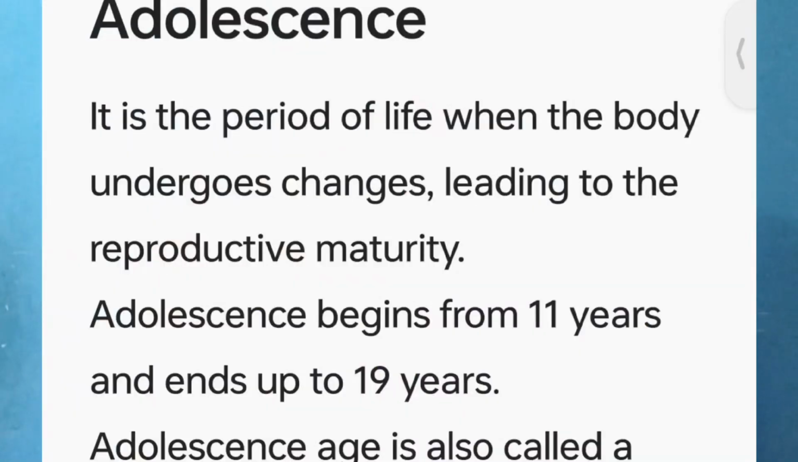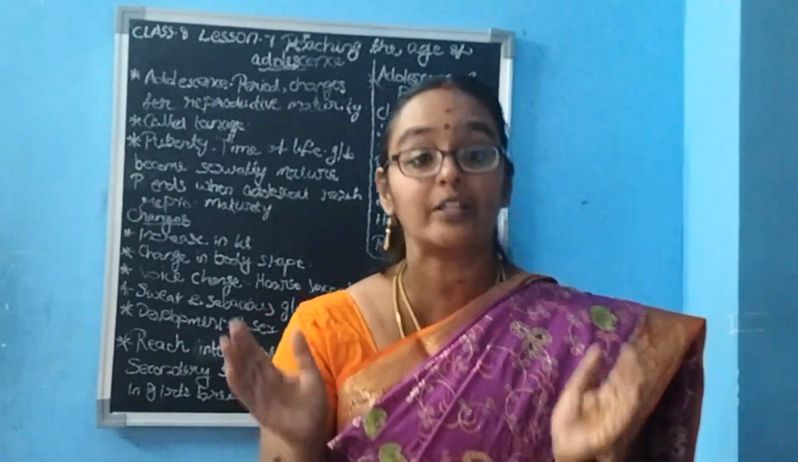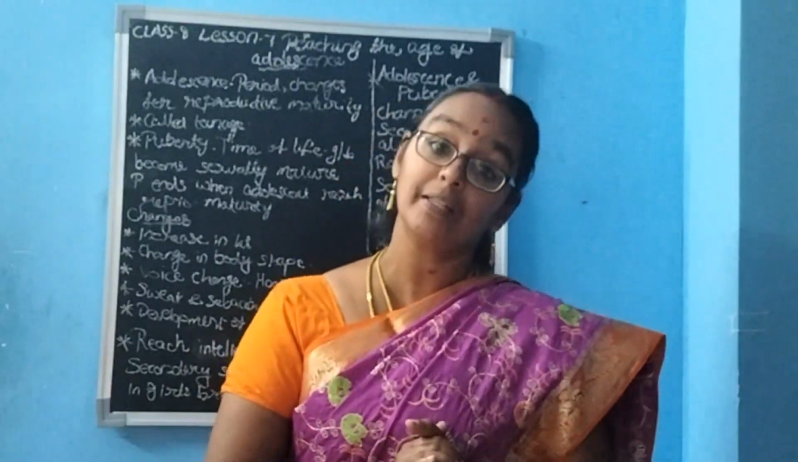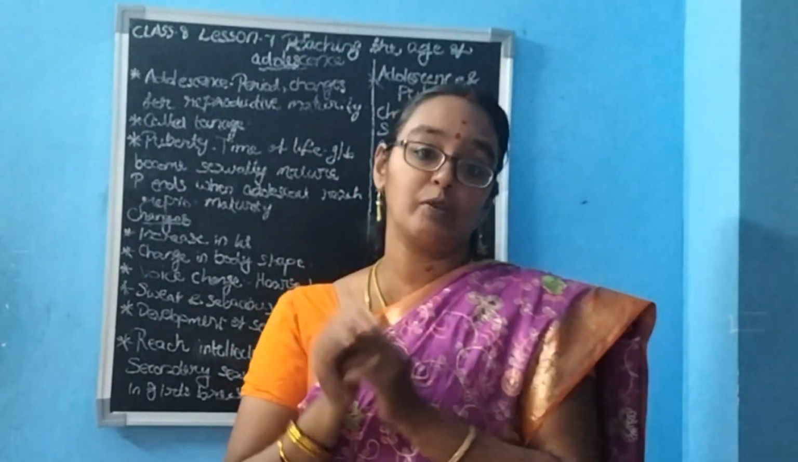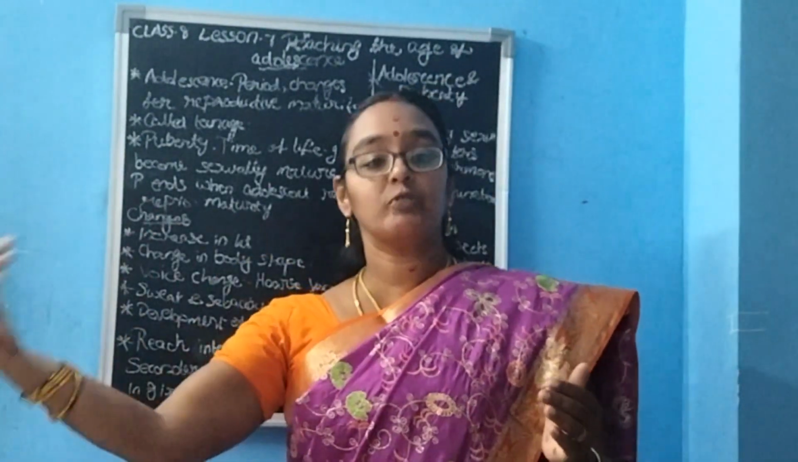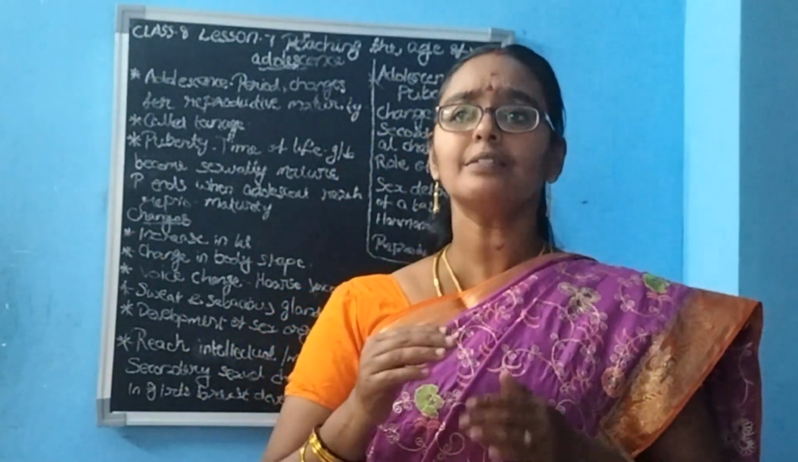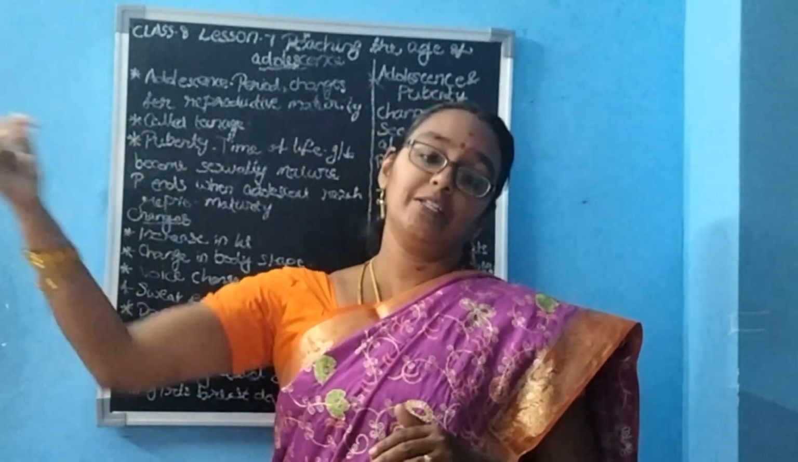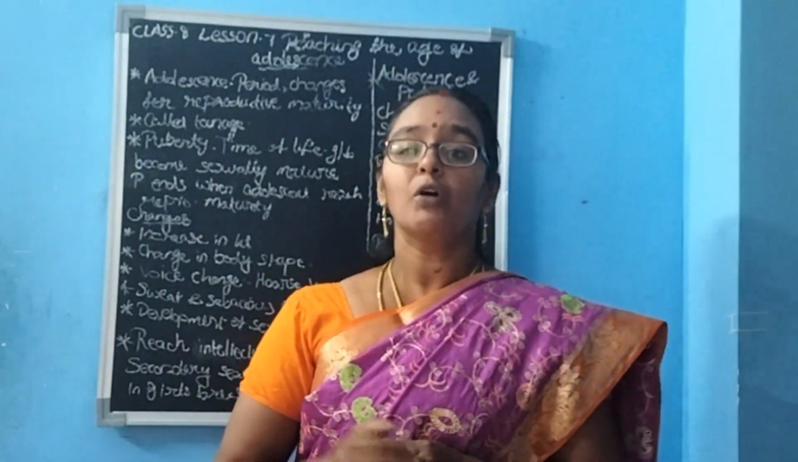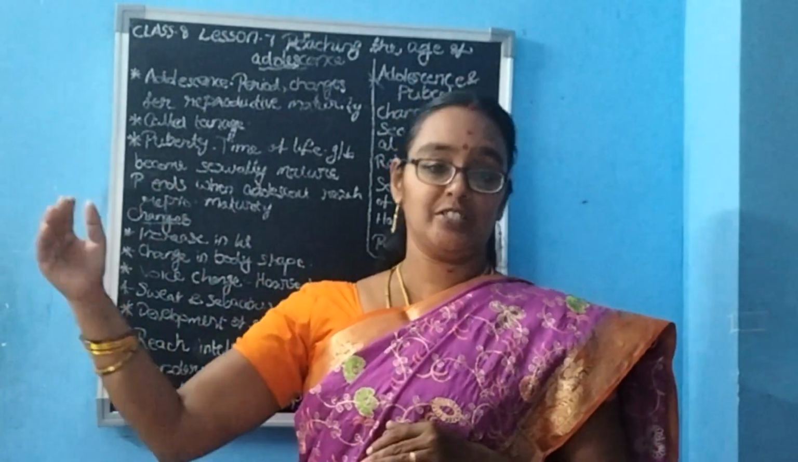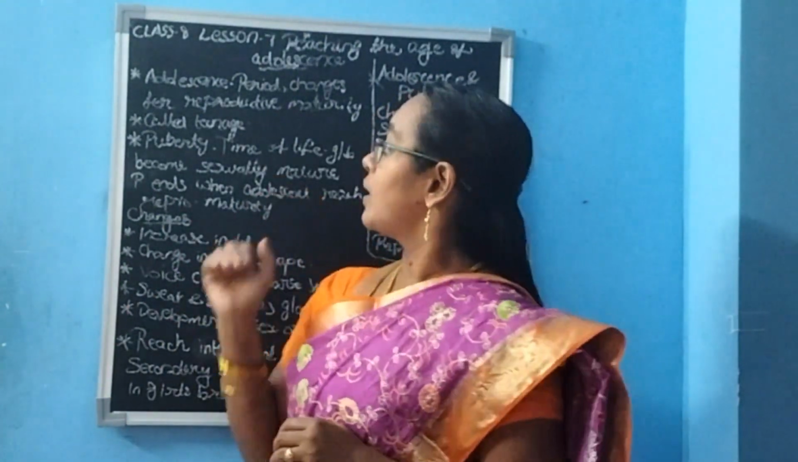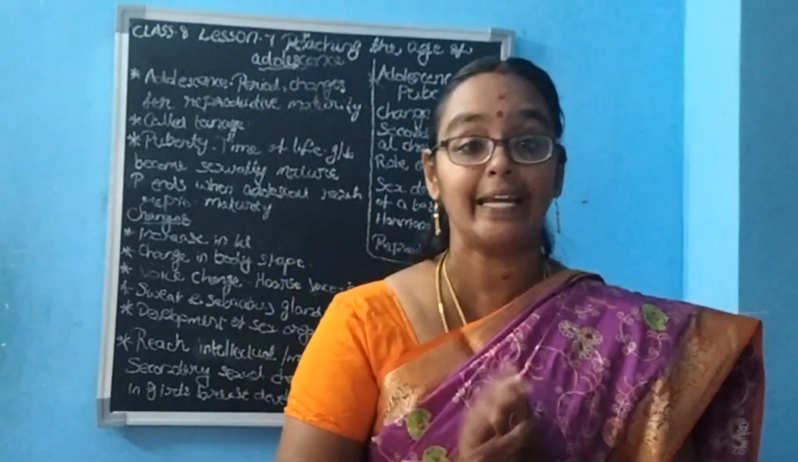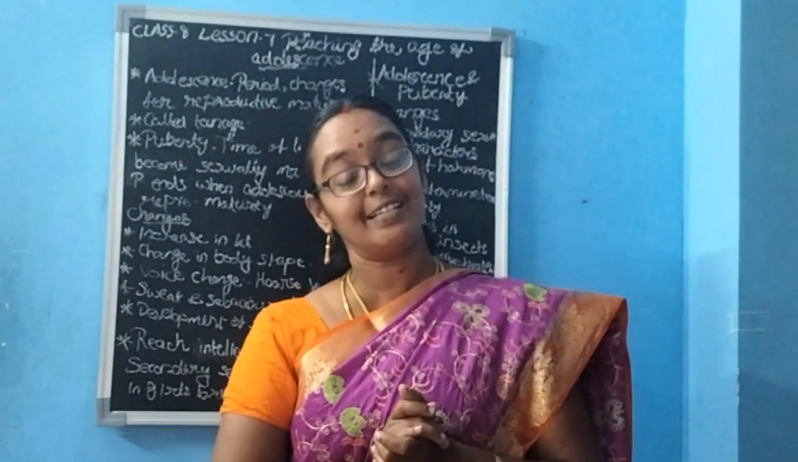That is, when the adolescence period is over, you will be reproductively mature. This is adolescence. From which time to which time will it be? For girls, it will start from 10 or 11 years up to 18 years, and for boys, it will be from 12 or 13 years to 18 years. Okay, and this is called teenage. 13 to 19 is called teenage.